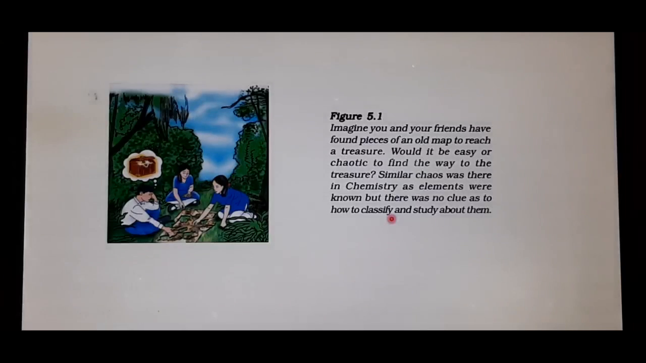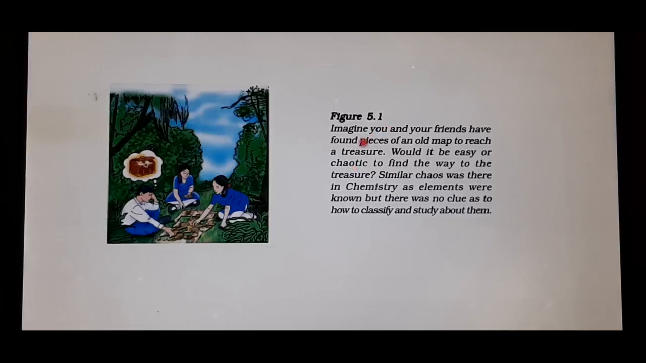See, there are 118 elements known today. In order to study different elements, there should be some similarity or systematic arrangement of the elements so that you can study them properly and easily. That's why. We'll come to that later. Before that, let us discuss one example. This example is given in your textbook.